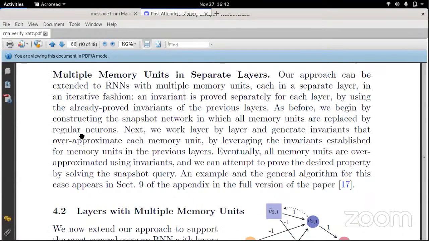Now, of course, it has to be extended. So the way they extend it is as follows. What if you have multiple memory units in separate layers? In each layer you still have one memory unit, but in a different layer you can have one more memory unit, and in another layer, one more. This is done in an iterative fashion. You find an invariant for the first unit in the first layer, then you move to the next layer and try to find an invariant for these two, and so on. So you go layer by layer trying to find an invariant for everything. Whenever you are checking the next layer, you assume the invariant in the previous layer to hold. So this is an iterative algorithm to check multiple memory units in separate layers.